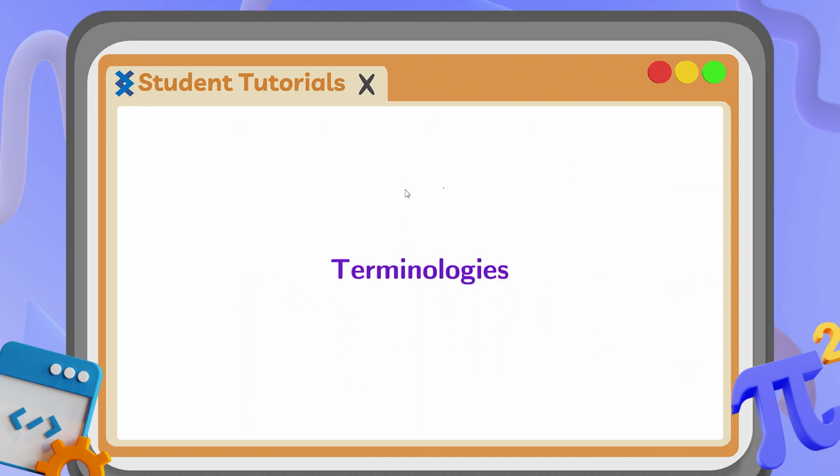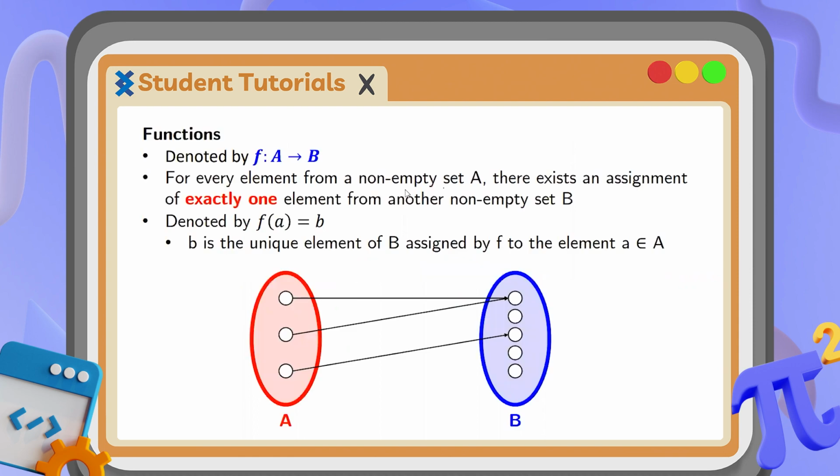So now let's actually look into the terminologies even more. So first, we have the definition of functions. It is denoted by a mapping from set A to set B. For every element from a non-empty set A, there exists an assignment of exactly one element from another non-empty set B. It is denoted by f of A equals B, where B is the unique element of set B, assigned by f to the element A, which is an element of the set A.